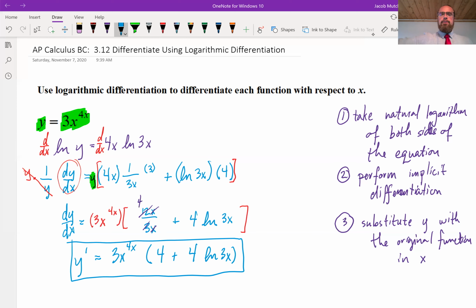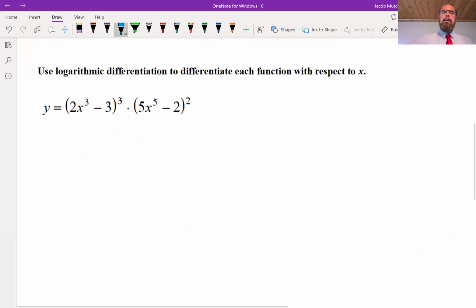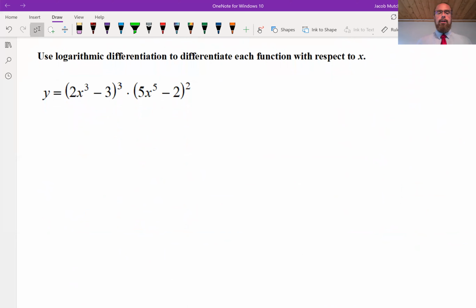So that was a fairly straightforward example where we can use logarithmic differentiation for that specific type of function, an x base to an x exponent. Let's take a look at an example that involves a product.